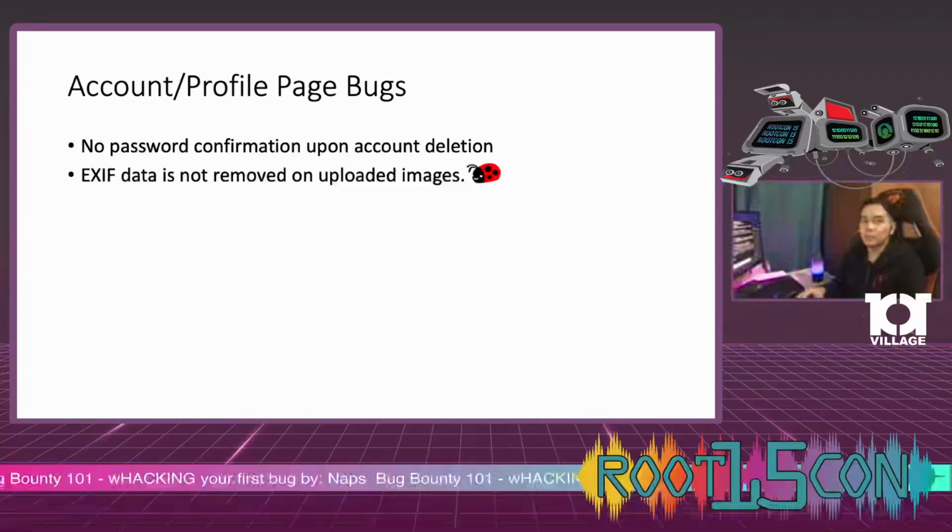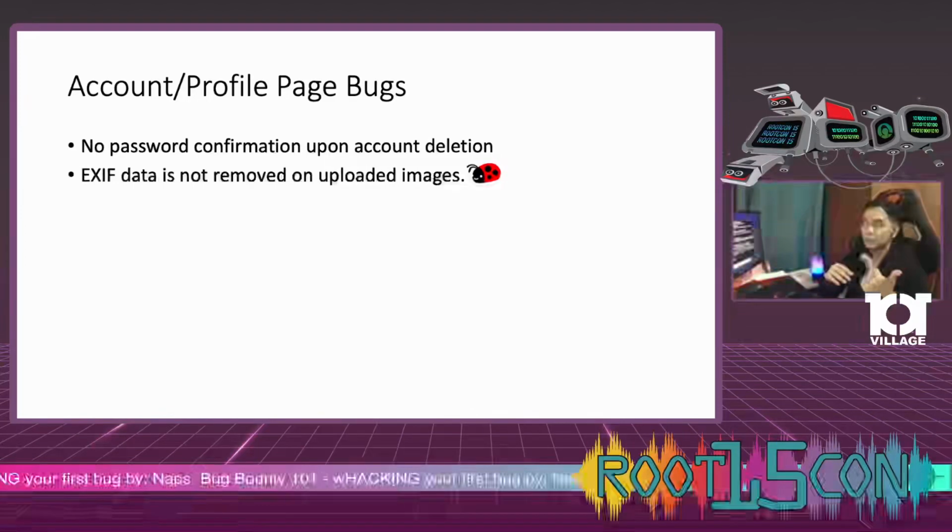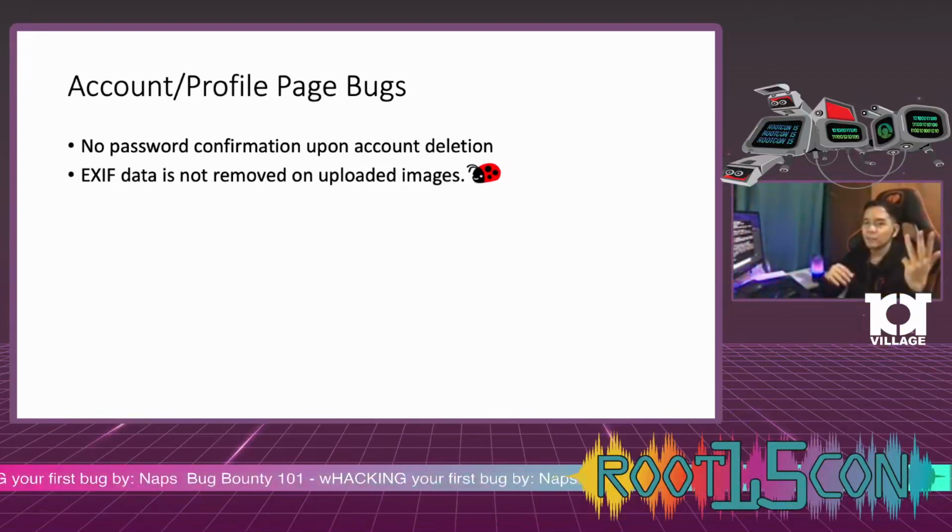Another bug on the account profile page is EXIF data not removed from an uploaded image. EXIF stands for exchangeable image file format. Every time you take a picture with your digital camera or mobile phone, metadata is included, like date, time, model, or camera settings. And in addition, there are GPS coordinates.